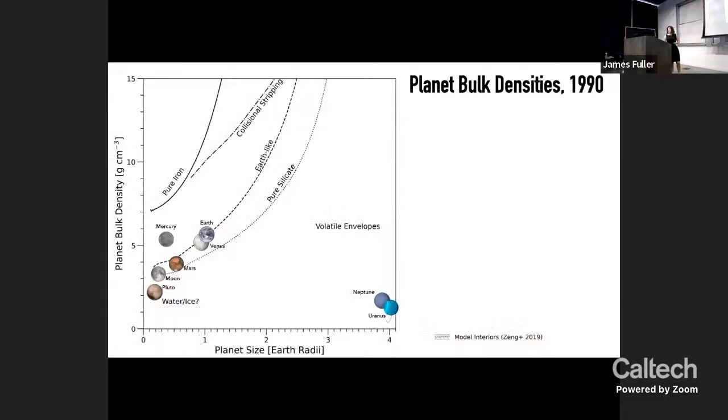So for context, let's look at the densities and radii of the solar system's small planets. The terrestrial planets and Earth's moon, which are conveniently located on the left side of this plot, are mostly consistent with Earth-like compositions, although iron-rich Mercury is an outlier. Uranus and Neptune, which are on the right side, have substantial volatile envelopes. So some of you might know already, but for those who don't, where do you think the exoplanets with measured masses and radii will fall on this plot?